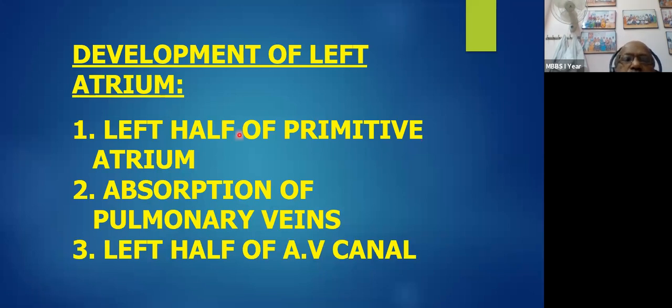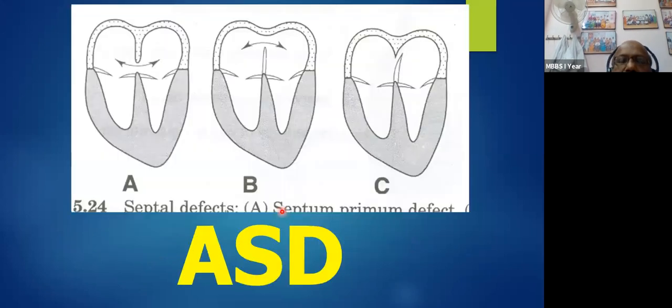Now, the development of the left atrium: the left half of the primitive atrial chamber forms the auricle only. A small part of the left half of the AV canal is also involved, but it is mainly formed by the absorption of pulmonary veins. So that is the development of the left atrium. Now we have seen the development of the right atrium, the left atrium, and the interatrial septum. That concludes the development of both atria and the interatrial septum.